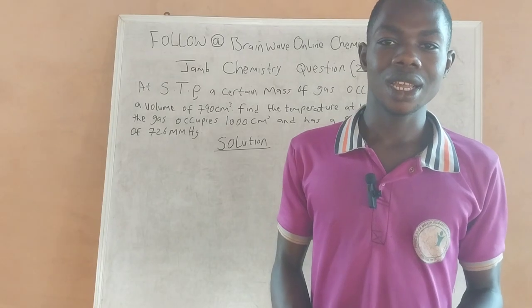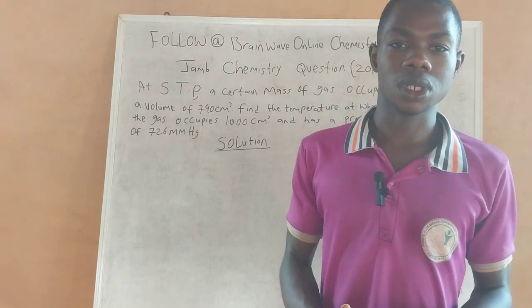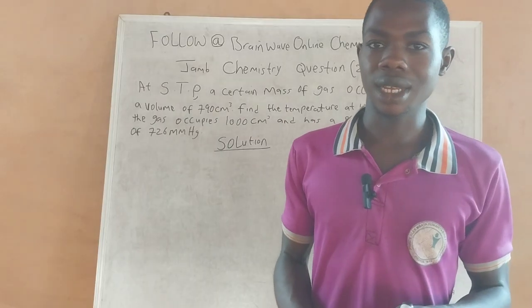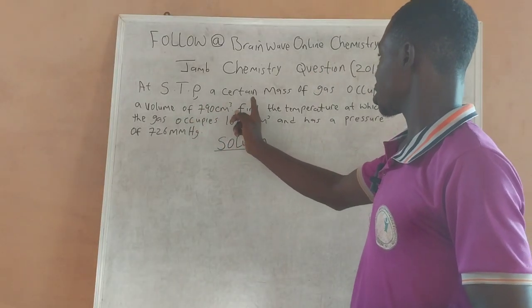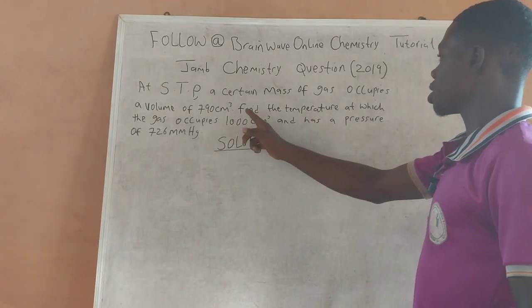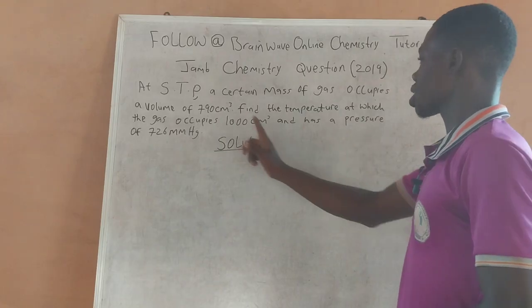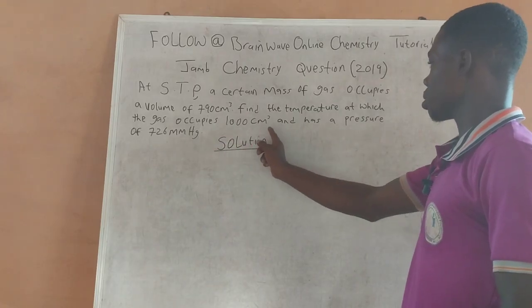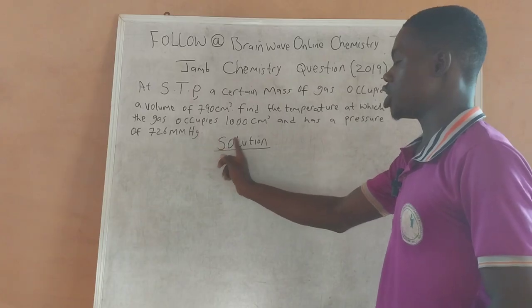Hi guys, in the course of this teaching, I'll be solving this JAMB chemistry question with us, and I want us to stay till the end. Now the question says, at STP, a certain mass of gas occupies a volume of 790 cm cube. Find the temperature at which the gas occupies 1000 cm cube and has a pressure of 726 mmHg.